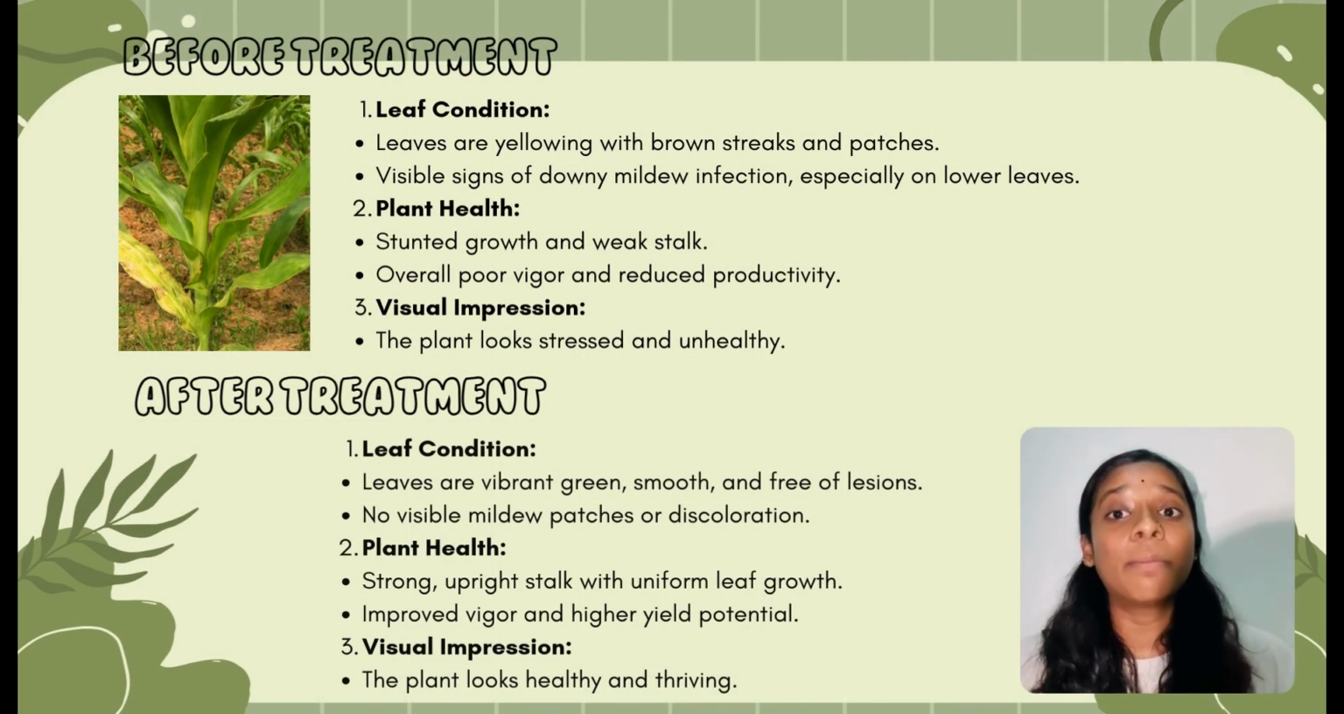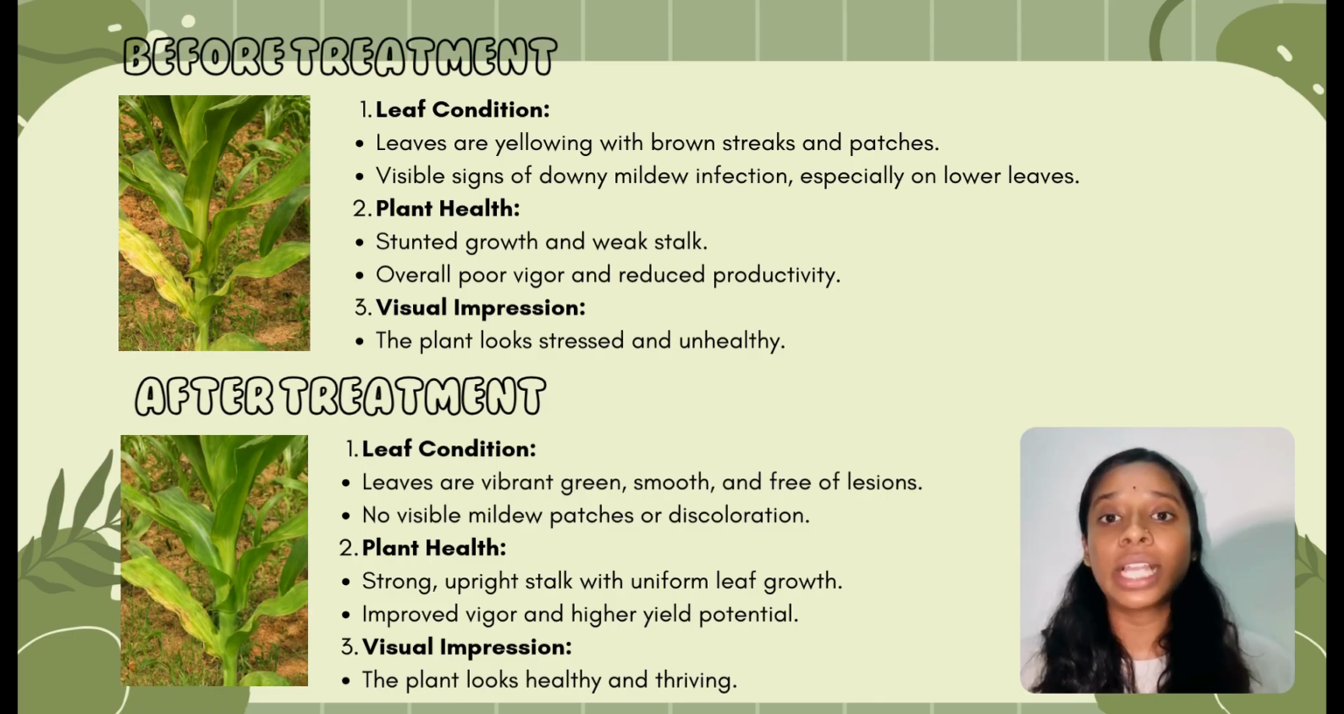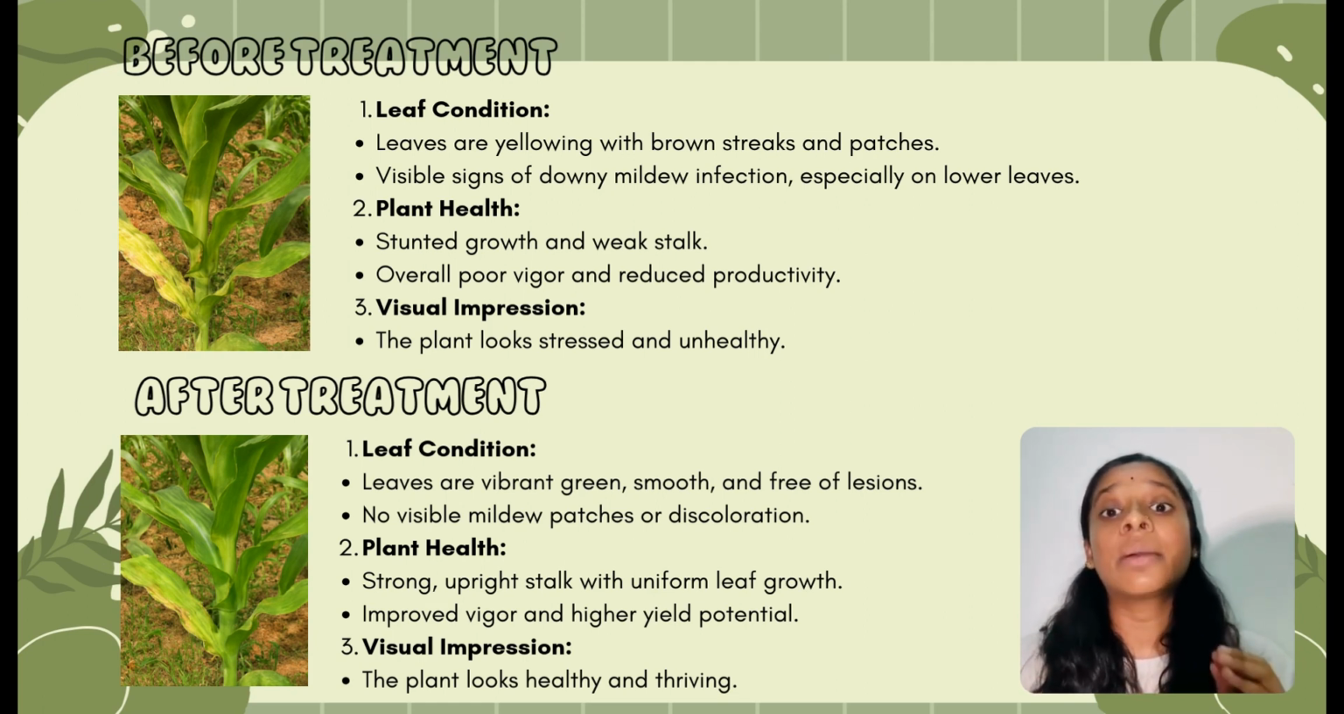As we can see, before treatment, the symptoms of downy mildew are quite visible. Leaves begin to yellow and develop brown streaks and patches, especially on the lower parts of the plant. The overall plant health deteriorates. Growth becomes stunted, stalks weaken, and the plant loses vigor. Visually, the maize looks stressed and unhealthy, which directly affects productivity.